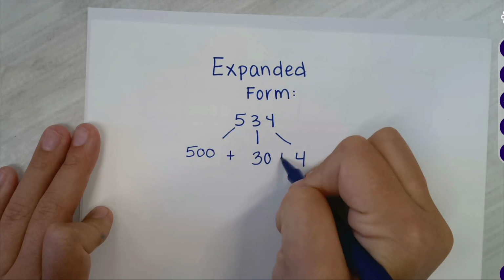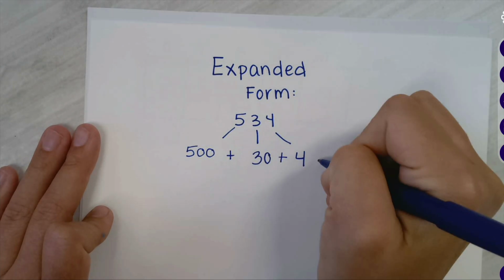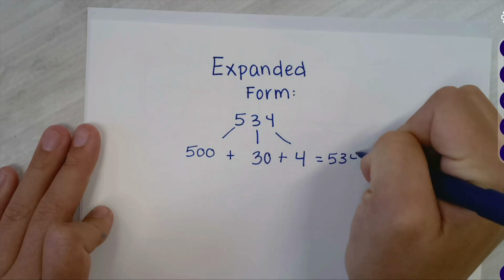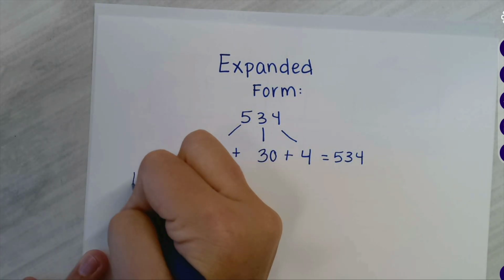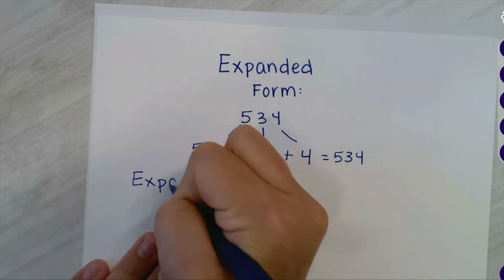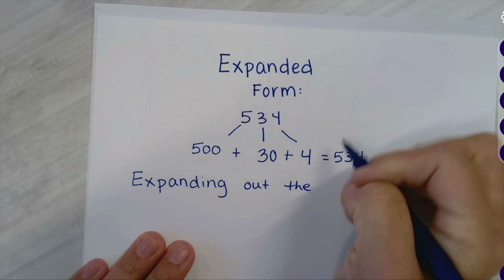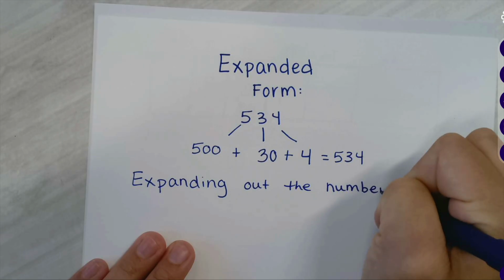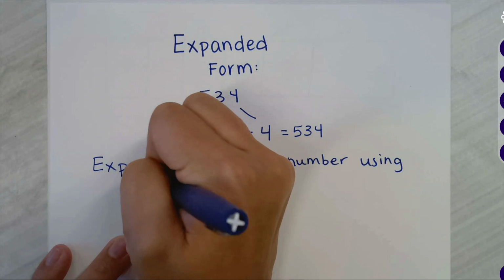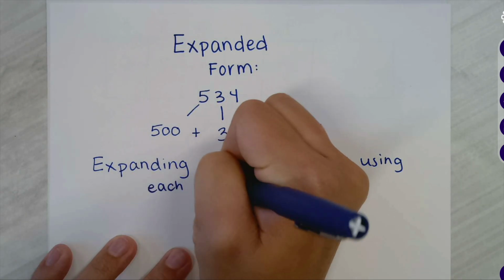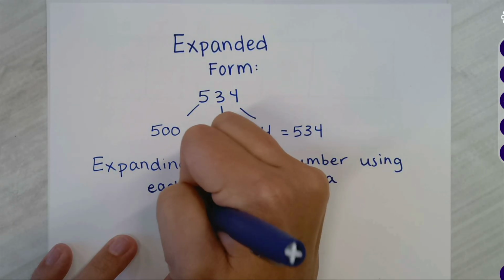Well, if I put this in a number sentence, look what I got here. 500 plus 30 plus 4 equals 534. This is expanded form. It literally is expanding out the number using each digit's value in a number sentence.